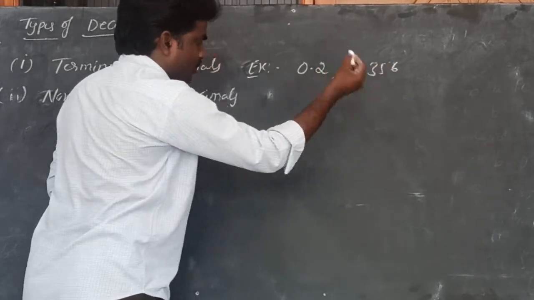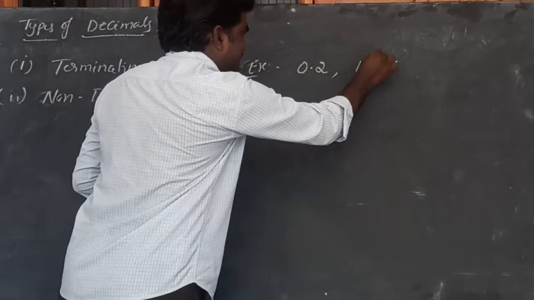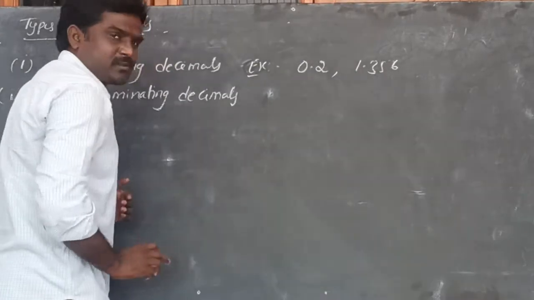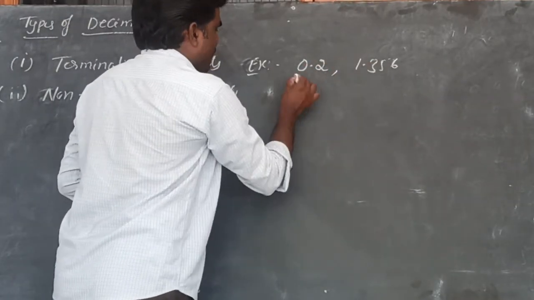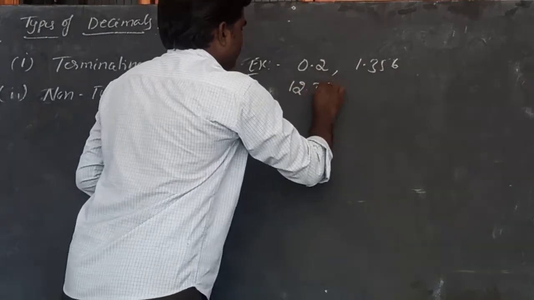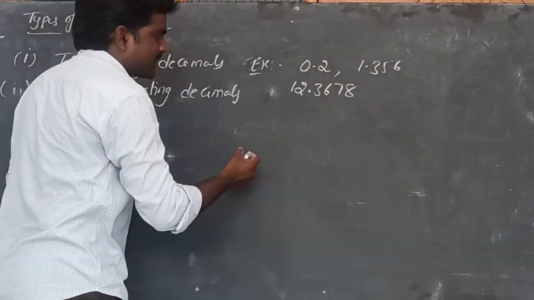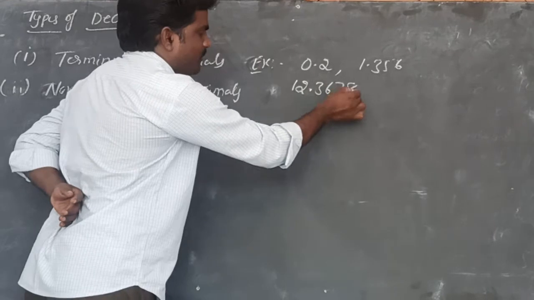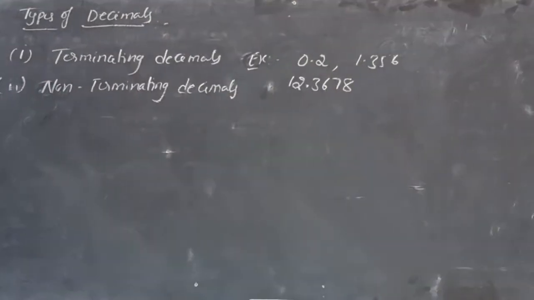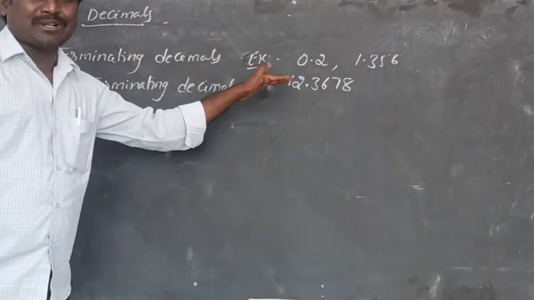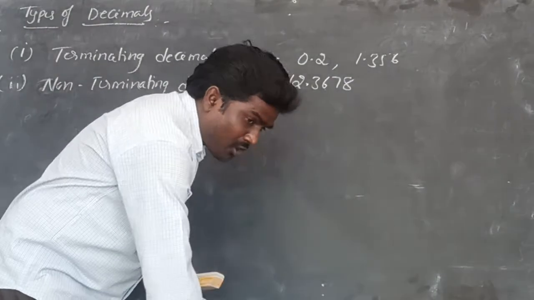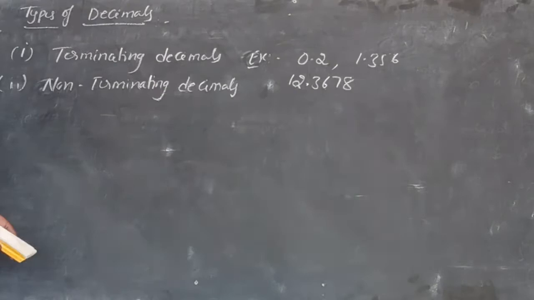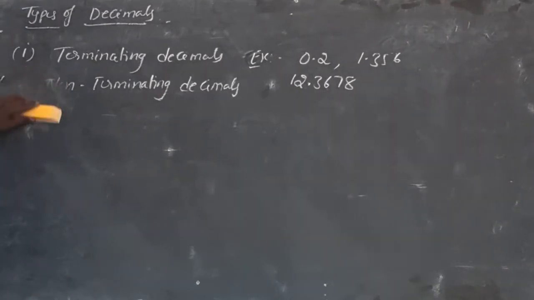Already told that after the point, the digits of a number are called decimals. Here 1 decimal, here 3 decimals. That means they are countable. So for example, here how many decimals are there? 4. 1, 2, 3, 4. So the countable decimals are called terminating decimals. Here these decimals we can write in the form of p by q. So how can we write?